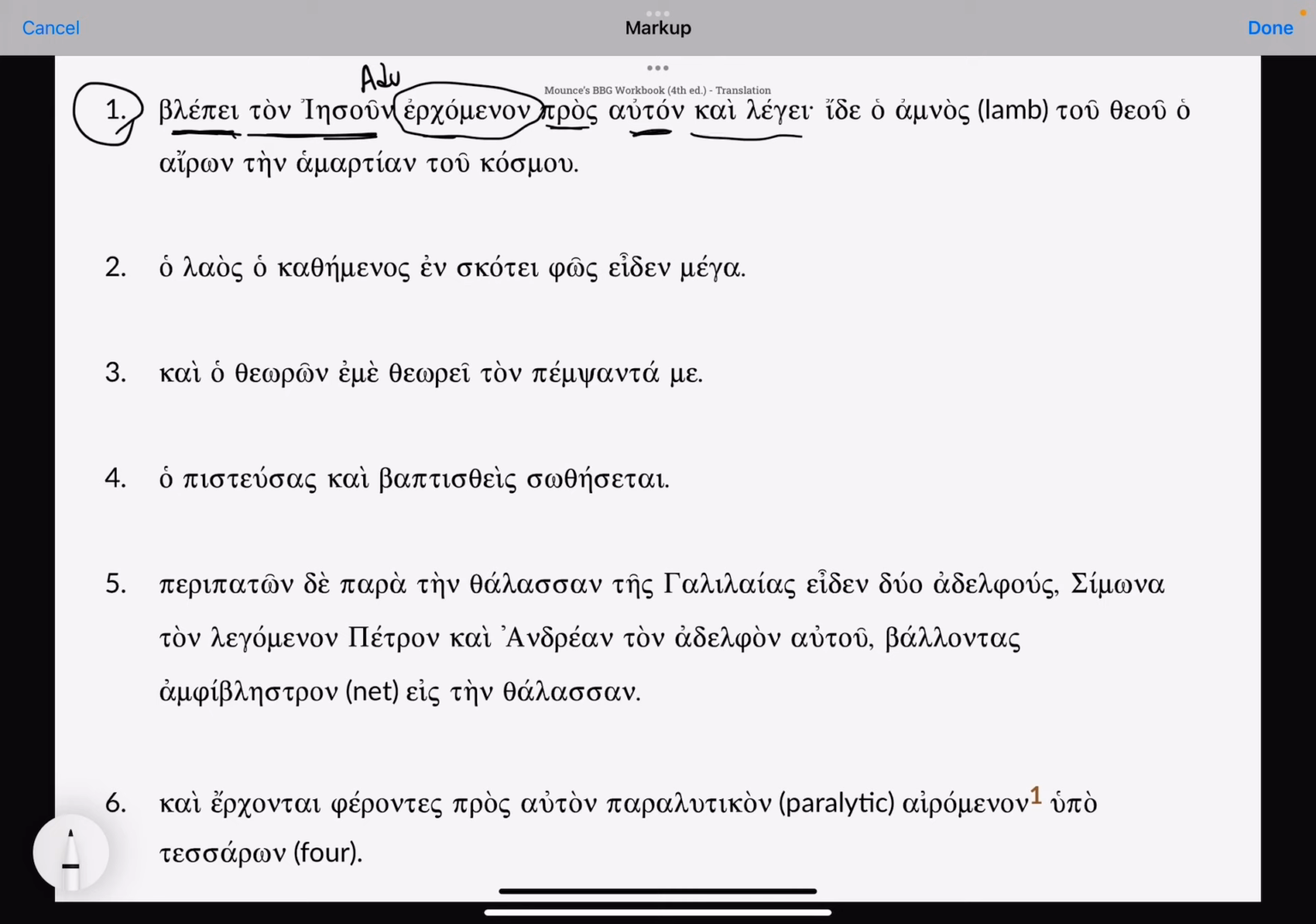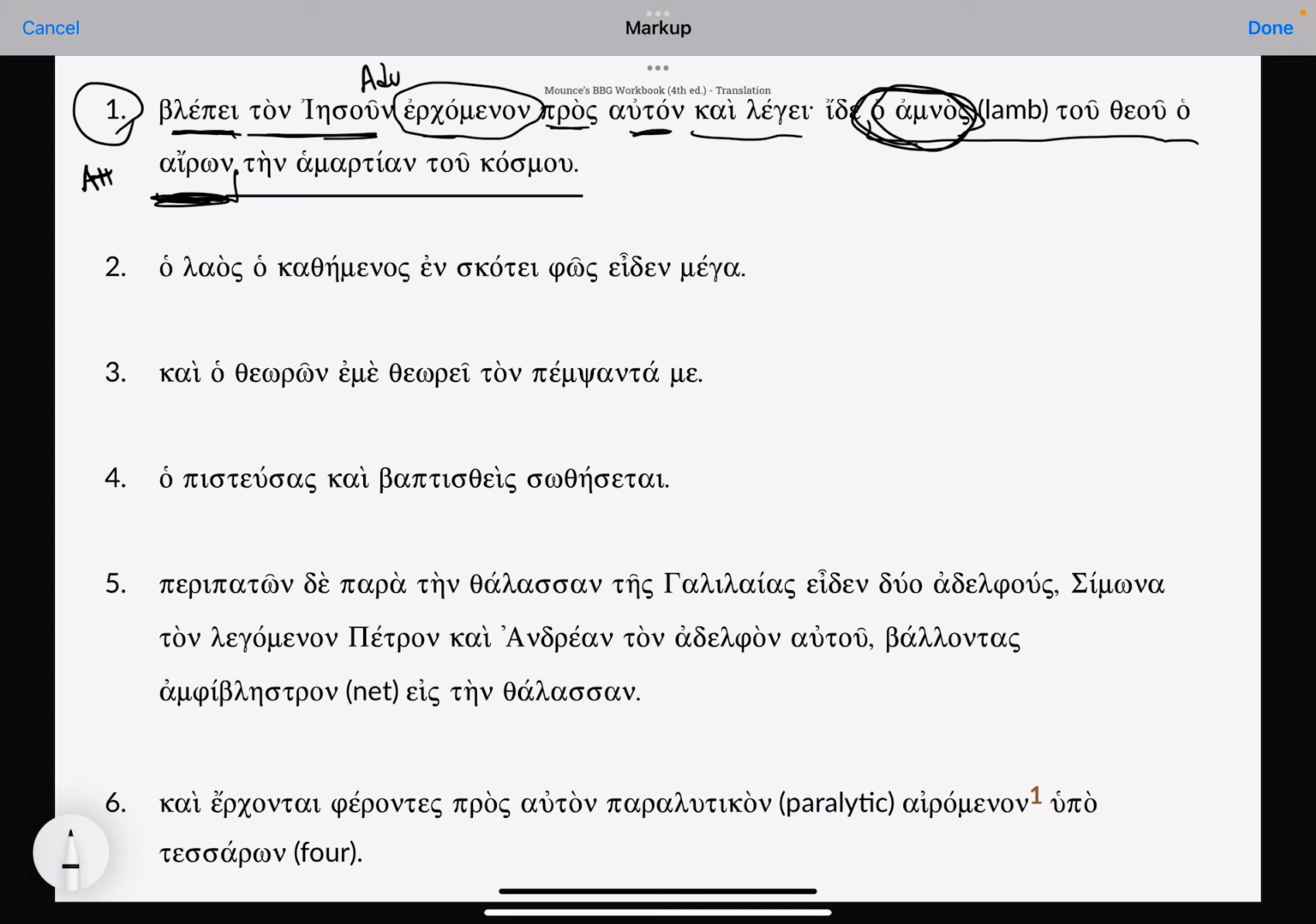And he says, ide, behold, ho amnos tou theou, and then ho airon. And ho airon, if it were just standing alone, would be substantival, but it's connected with amnos. It's modifying amnos, ho amnos. So in this case, it is attributive. It is the Lamb of God. What kind of Lamb of God is it? It's the taking away the sins of the world Lamb of God. So ho amnos is being modified by ho airon.